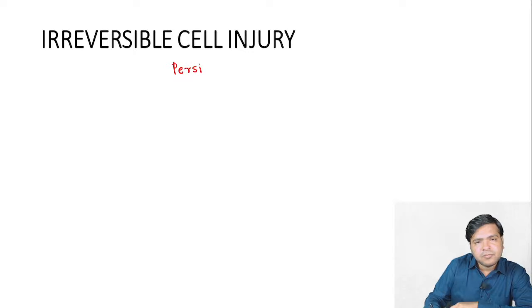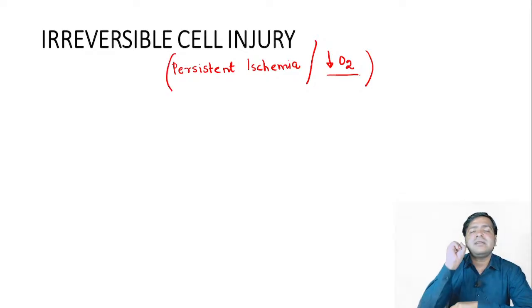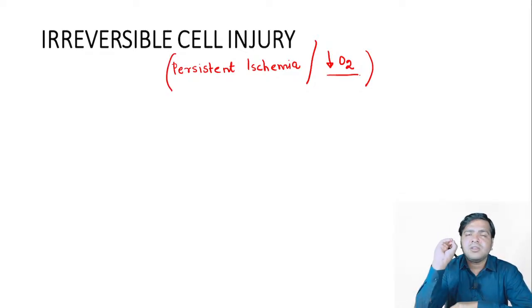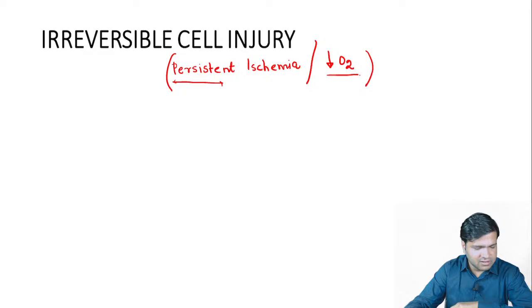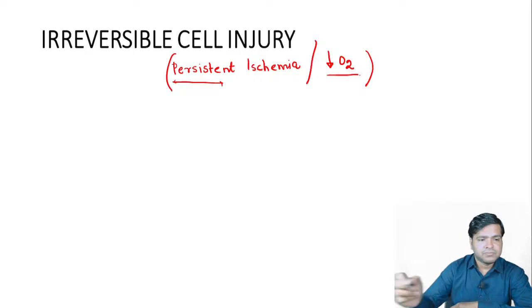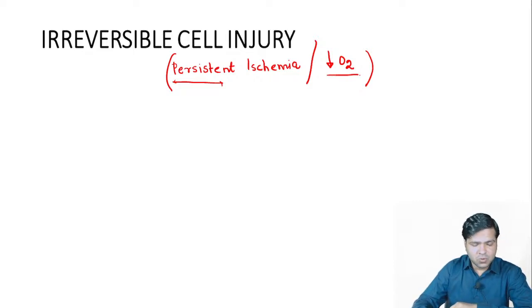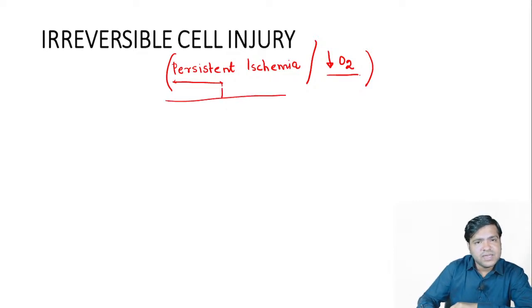Now, guys, you already know that if there is persistent ischemia, that is the obstruction, or a persistent decrease in the levels of oxygen... if it is transient, it is reversible cell injury: the oxygen supply was stopped for a short time, and when given again, it will reverse back to its normal function. But if there is persistent ischemia, what will happen? Ultimately, the cell will undergo death.